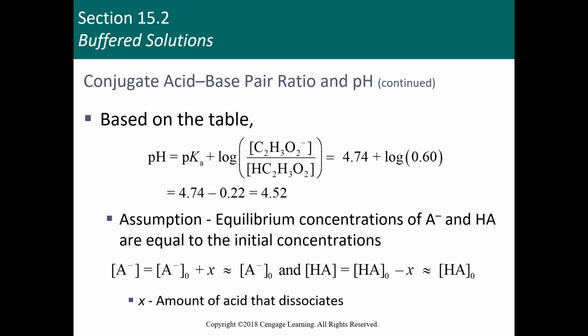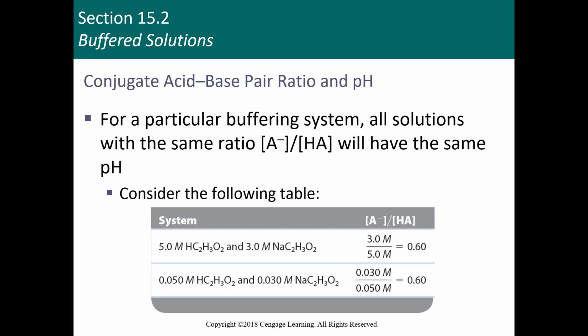So if we were to plug those values in for the table, we would see both of those solutions would give us a pH of 4.52 for that buffer solution. They would give us the exact same pH. If we were to measure both with a pH probe, we would get the same value. One is a vastly more powerful buffer than the other, though.